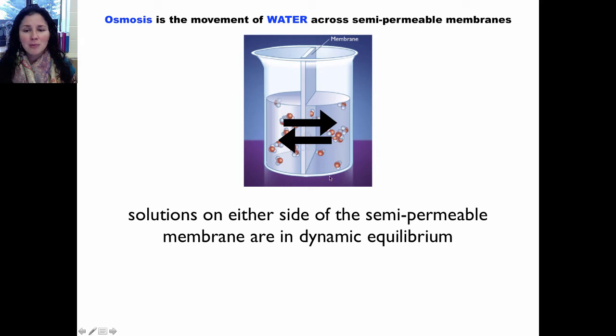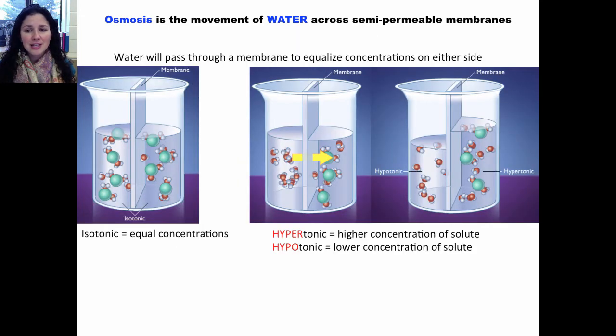This is what is meant by dynamic equilibrium. It's dynamic in that the water molecules are always moving across the membrane, and it's in equilibrium because the overall amount of water on each side is not changing. The water solutions on either side of a semi-permeable membrane will be in dynamic equilibrium or will move to reach dynamic equilibrium. This is the case when there's only water on either side of the membrane. But what if there are solutions? Let's look carefully at these examples.